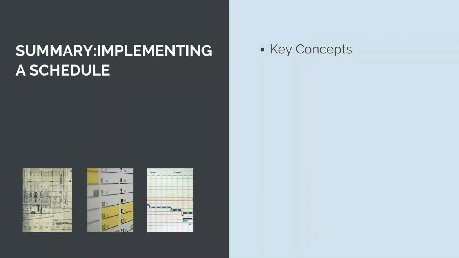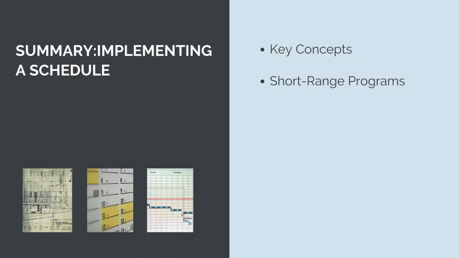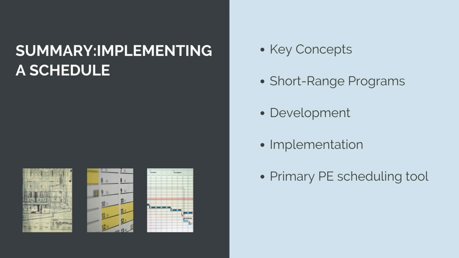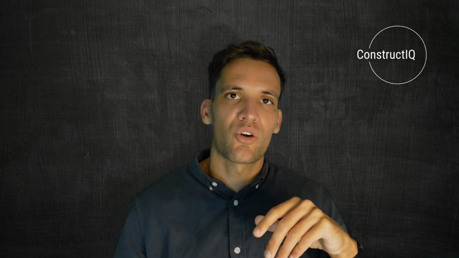Just to quickly summarize what we covered. We covered the key concepts of schedule implementation. We spoke about why schedule implementation is such an important part of construction project scheduling, and it's often not even really considered a part of it. We spoke about short range programs, how to develop them, and then how to implement them. And remember, this is the primary tool you're going to be using as a project engineer to manage the construction works and make sure they're occurring on time. So it's a super important topic.